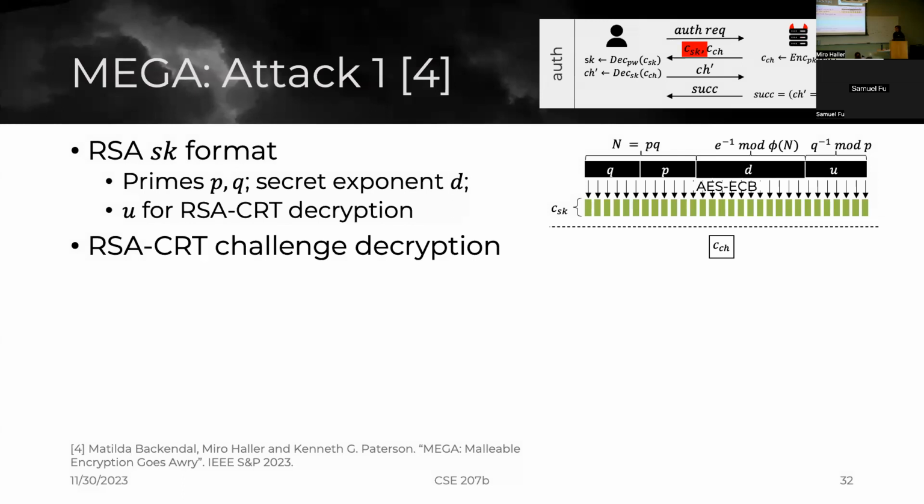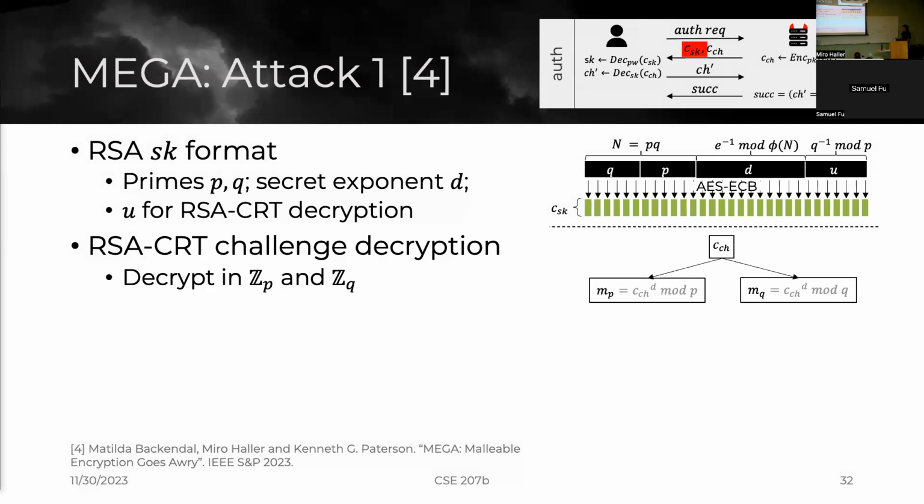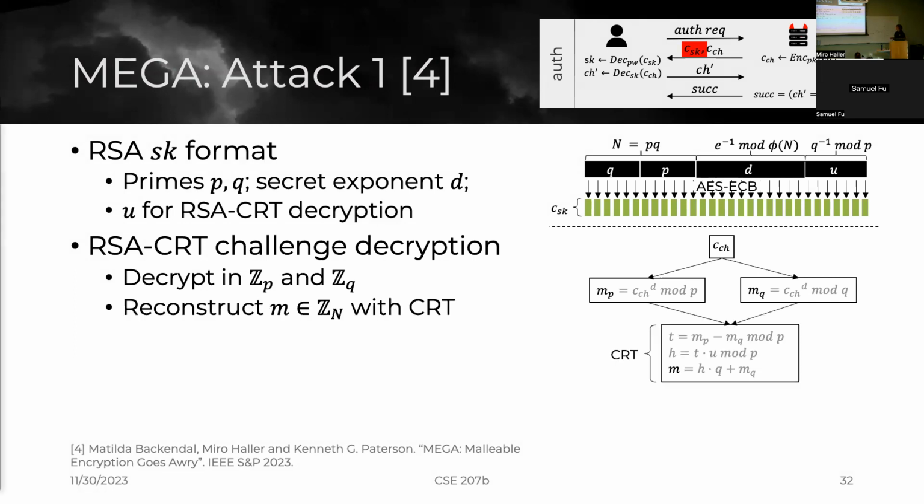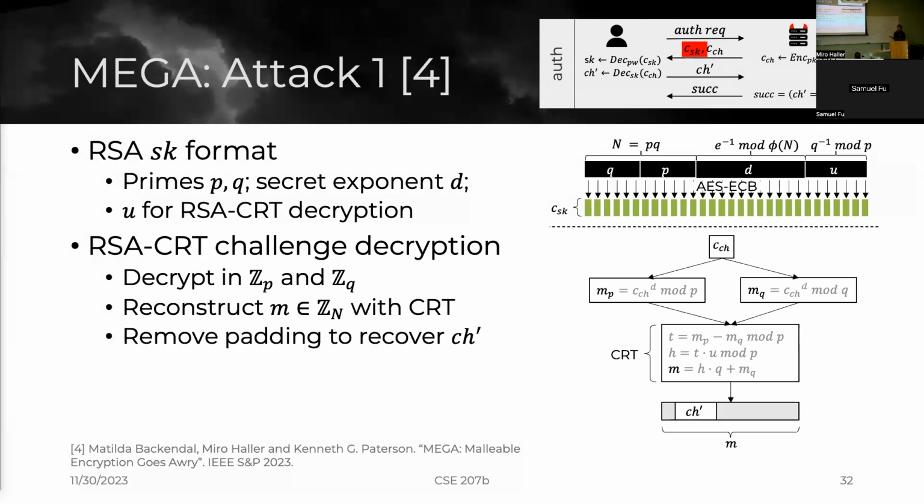So the way they're doing decryption is RSA CRT, not something we really looked at in this lecture. But on an intuitive level, you can do a faster decryption in practice. If you don't decrypt mod N, but you instead decrypt mod P and mod Q separately, and then combine the solution with the CRT to get a solution mod N.